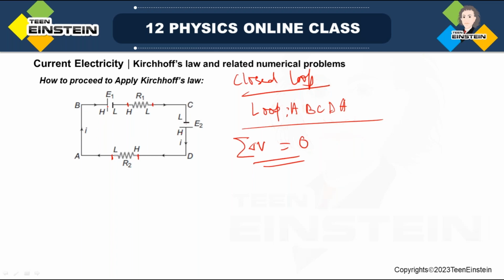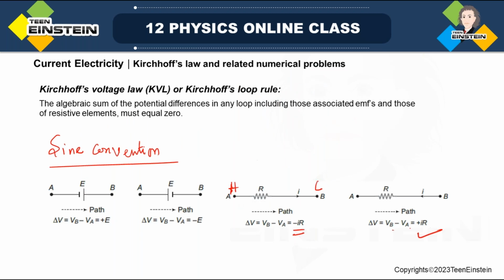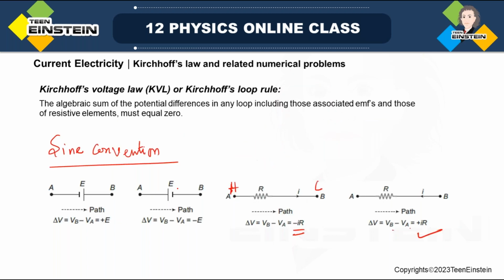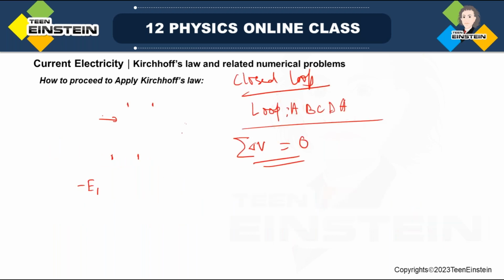In this case, E1, this is high and low. How do I take this EMF of the battery? I'll take it negative, because as in the previous one, we are taking potential as negative, Vp minus Va. So the change in the voltage here is negative when I'm going from the positive to the negative terminal. High to low we are going, so the change in the voltage across this is minus E1.